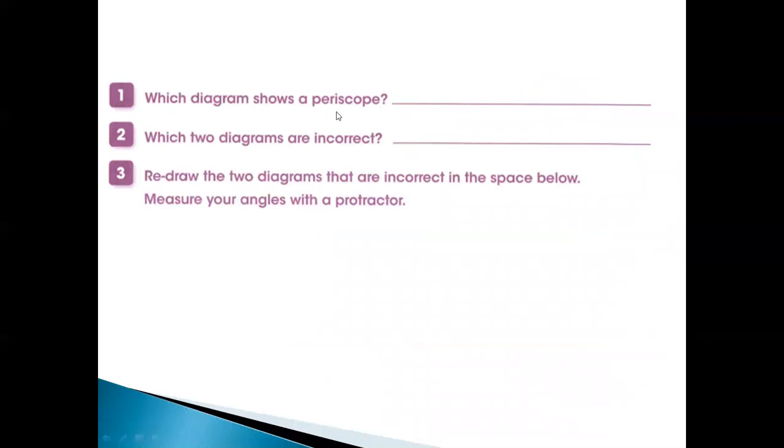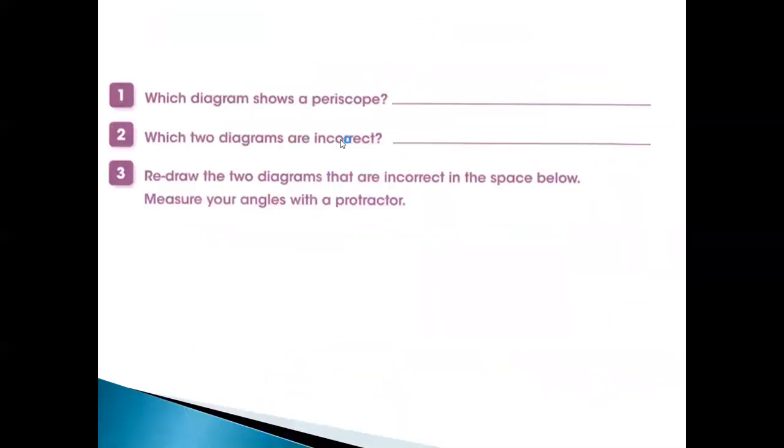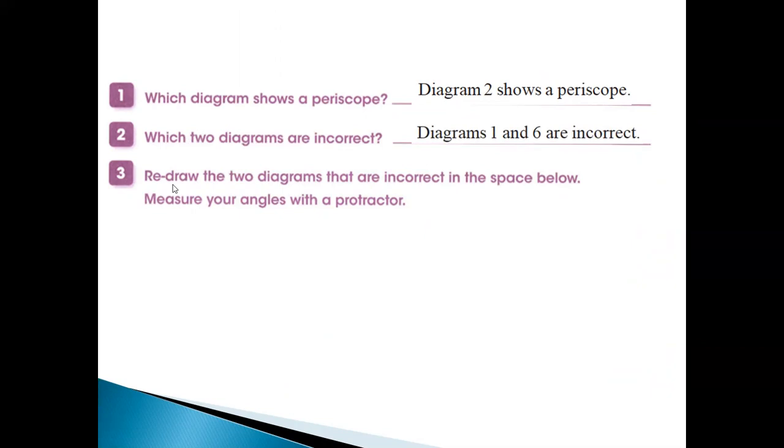Which diagram shows a periscope? You can see here diagram 2. This is using a periscope. You can see in the periscope we are putting mirrors like this. So if you are looking from here, you can see the object if it is above the head. So drawing 2 shows a periscope. Which two diagrams are incorrect? Numbers 1 and 6 both are incorrect. Redraw these two diagrams. Okay, you can see now it's good because the angles are the same.